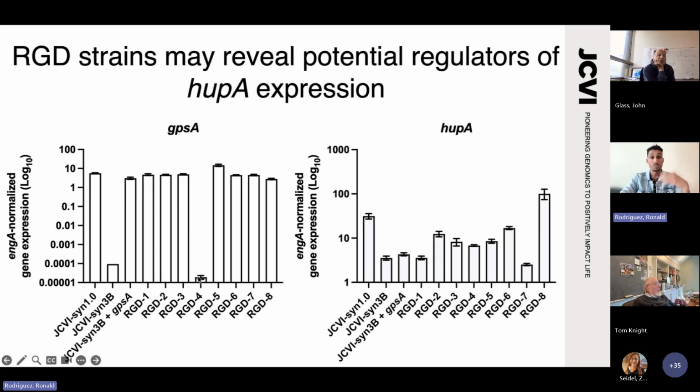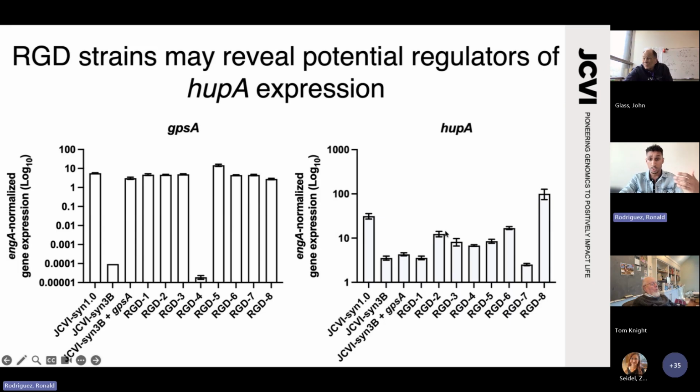Segment 4 doesn't have GPSA in it, so we shouldn't see GPSA here either, but we do see GPSA expression in the rest of the reduced genome design strains. And one important thing to mention is that this y-axis is not a linear scale, it is a logarithmic scale, so there actually is a big difference in the expression levels of a lot of these genes.